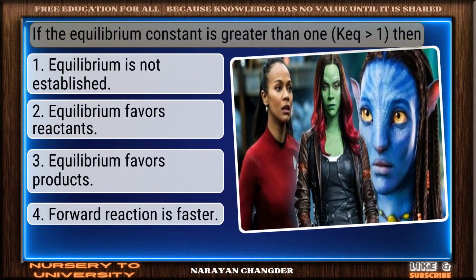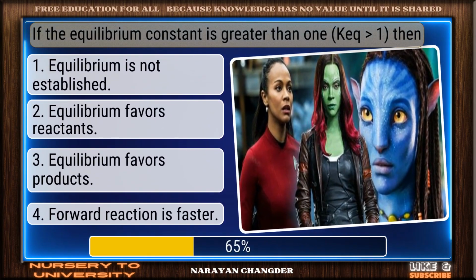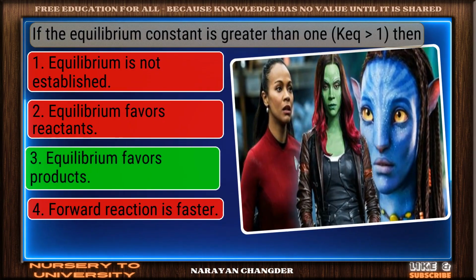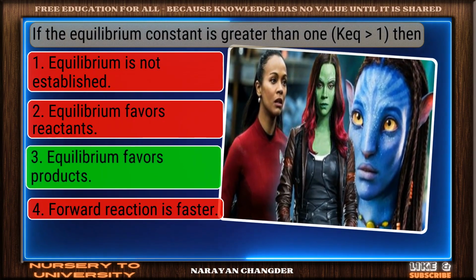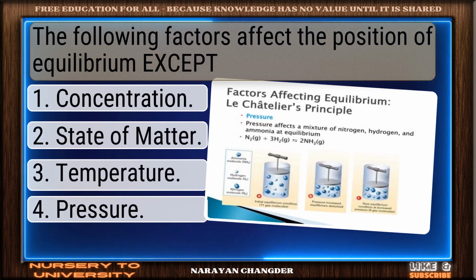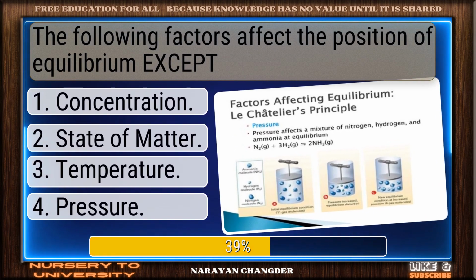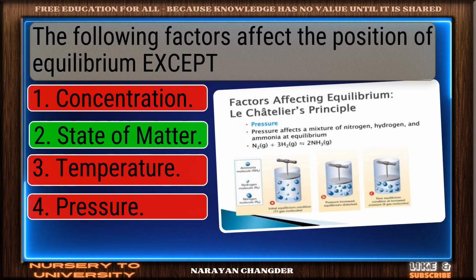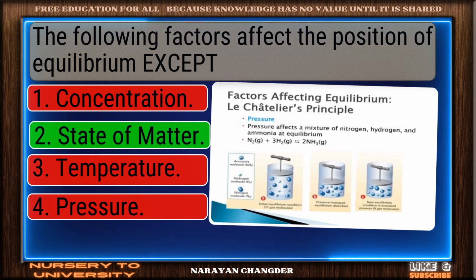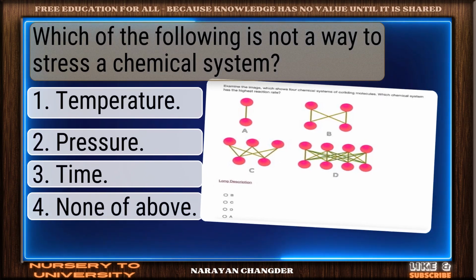If the equilibrium constant is greater than 1, then. Strong choice. Equilibrium favors products is the right answer. The following factors affect the position of equilibrium except. Great thinking. State of matter is the right choice. Which of the following is not a way to stress a chemical system?